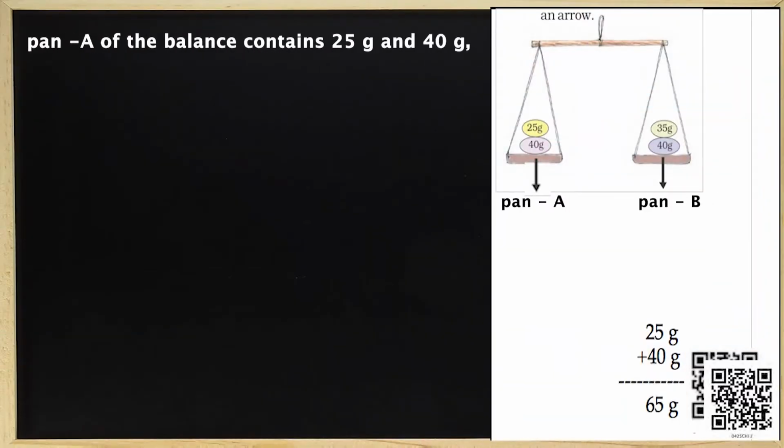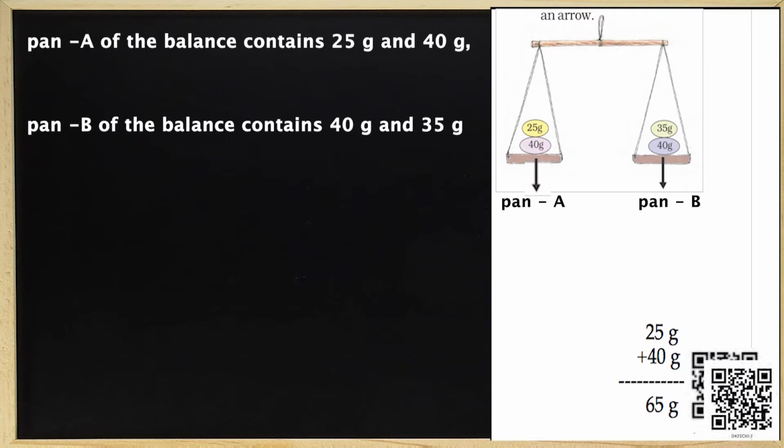Dear students, now observe a picture in which pan A of the balance contains 25 gram and 40 gram. Another pan B of the balance contains 40 gram and 35 gram. Guess which pan will go down and why? Let us find out. We know that the pan which contains more weight will go down. So now we will first find out how much weight is there in each pan.